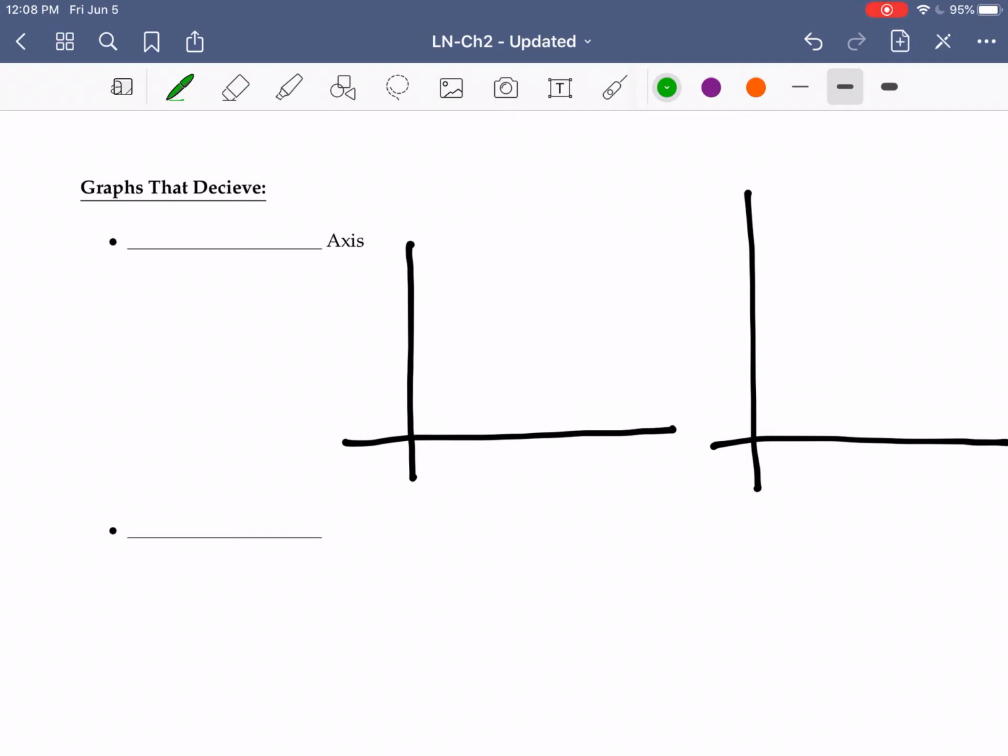In this video, we're going to take a look at two types of graphs that are deceiving. The first type of graph that is deceiving is graphs with a non-zero axis.